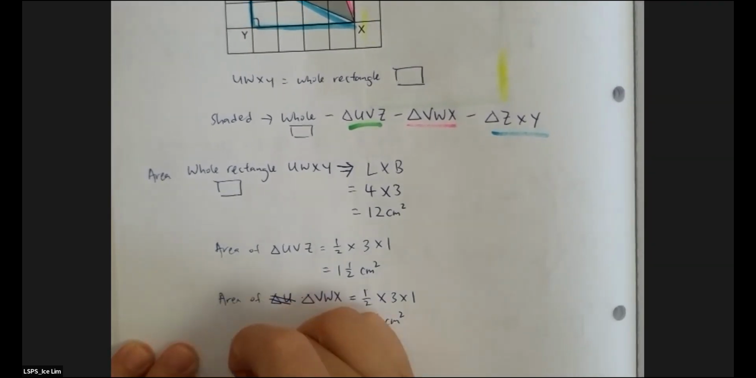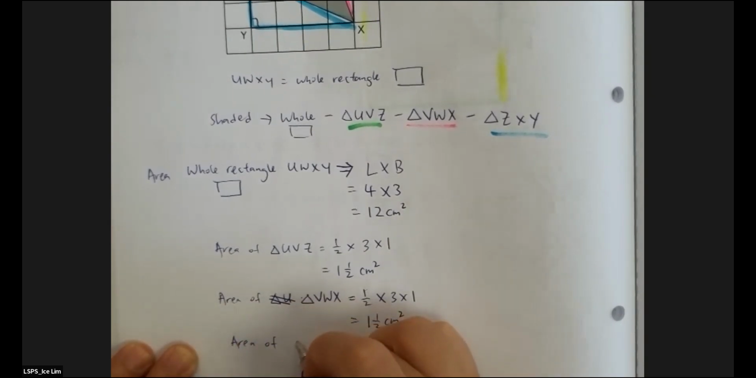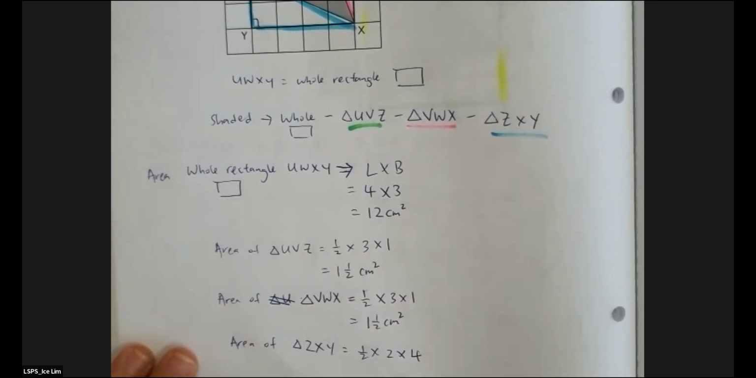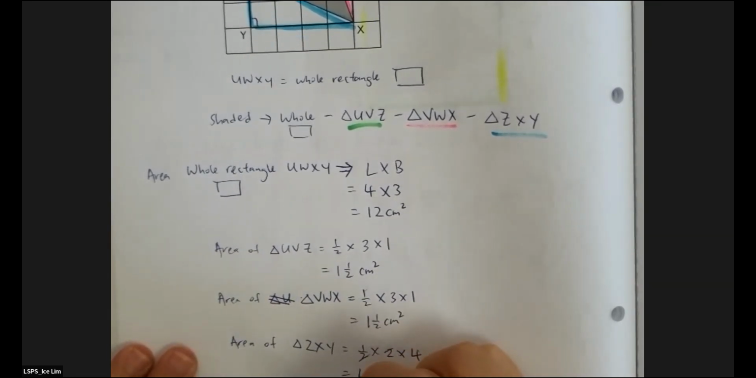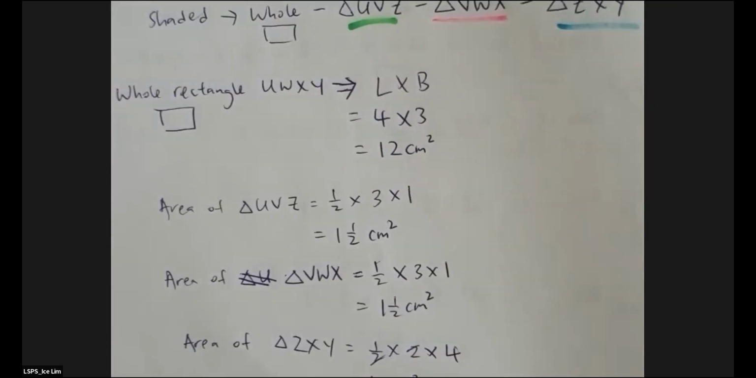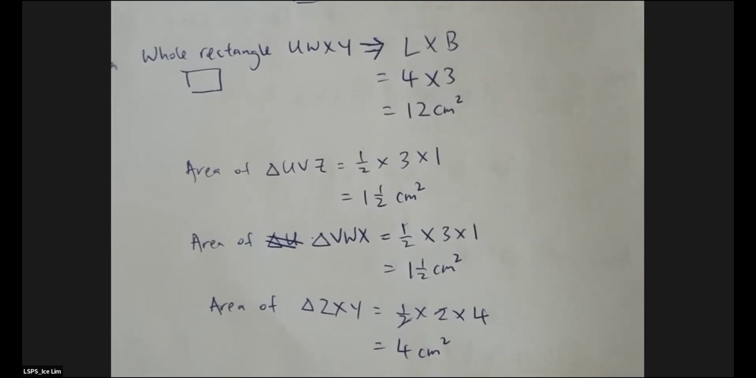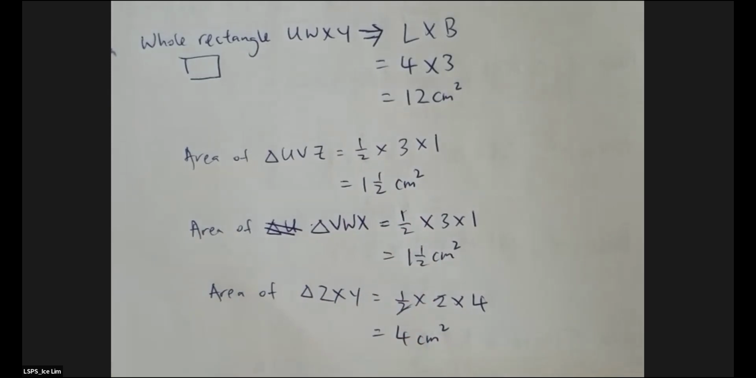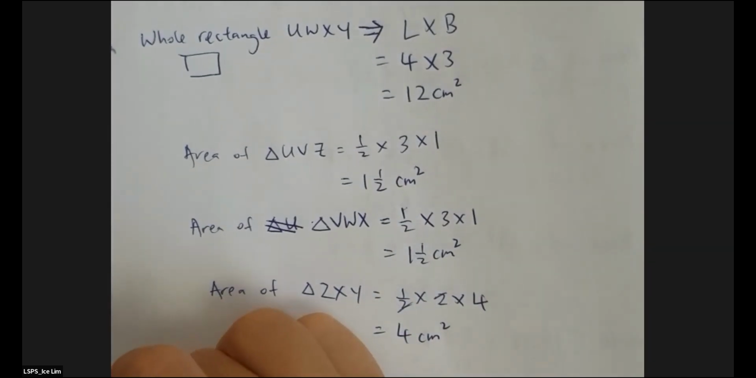Then I try to find the blue color one. The blue color one is area of triangle ZXY. Half times 2 times 4. That is 4 square centimeters. I find the 3 triangles: 1.5, 1.5, 4 square centimeters. Get to my final answer.